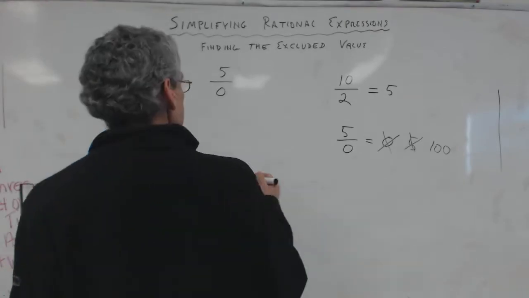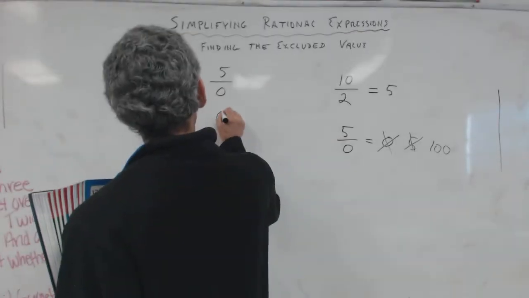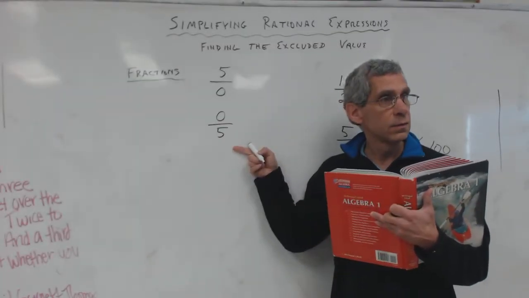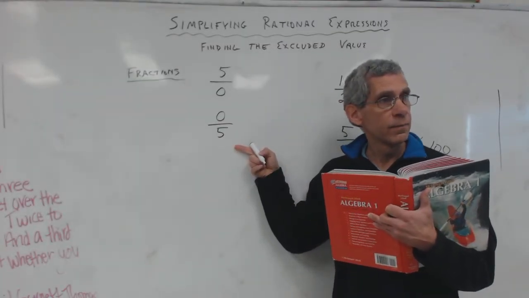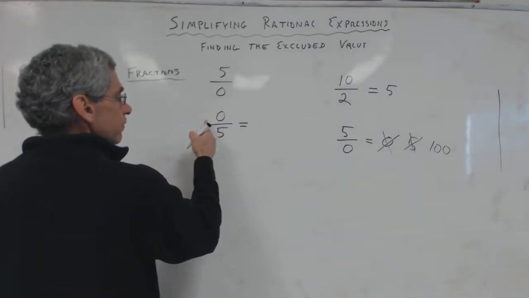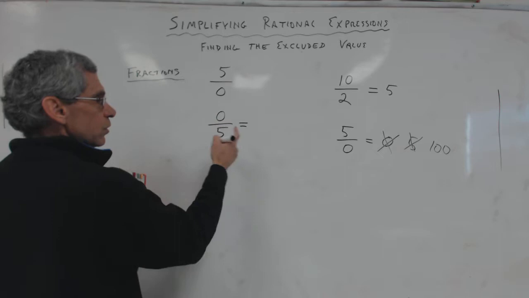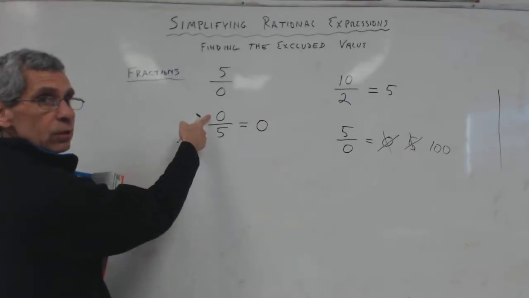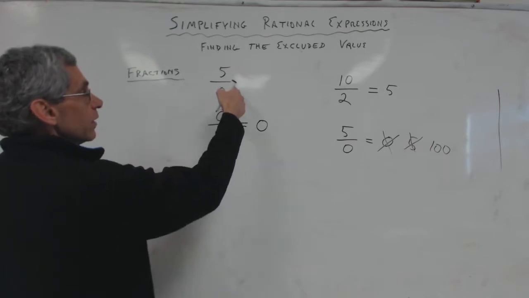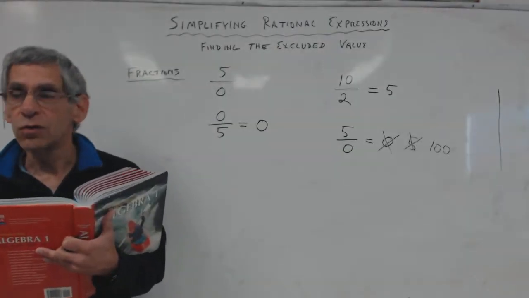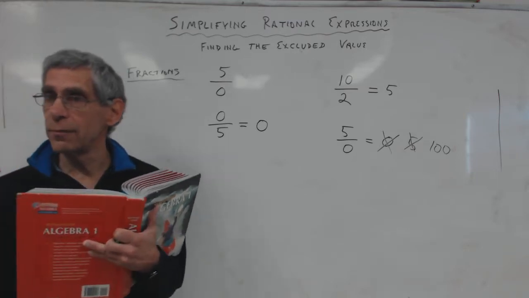But what about 0 in the numerator? Can you have 0 over 5? Is that okay? Yeah, that's okay. Does that just equal 0? Yeah, think about it. 0 divided by 5, 5 goes into 0 0 times. 0 times 5 is 0. It works, right? But when it's in the denominator, it doesn't work. So you can't have 0 in the denominator.